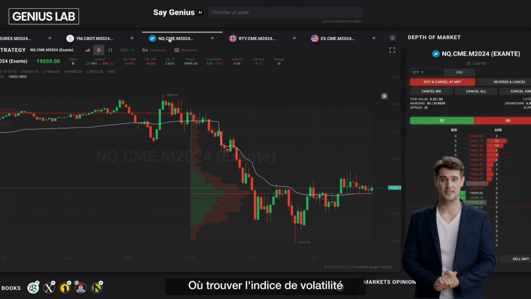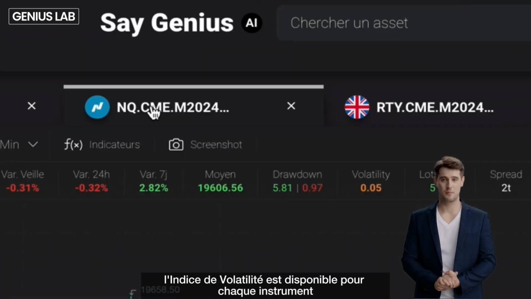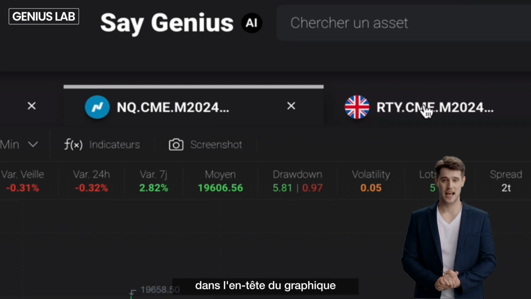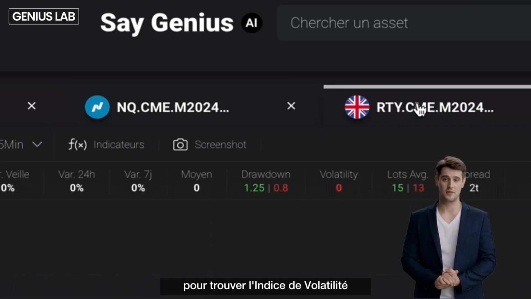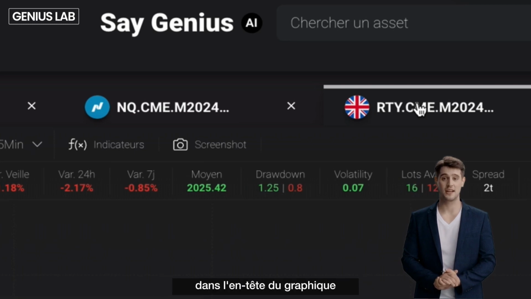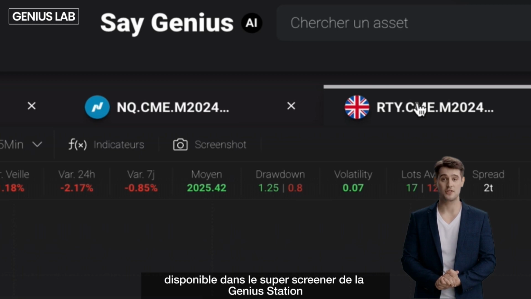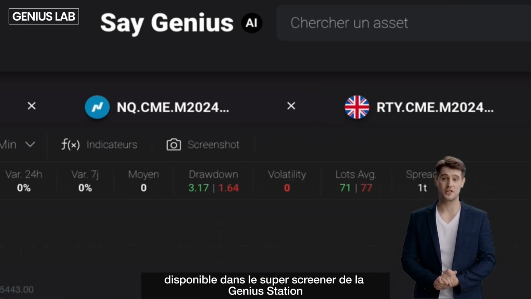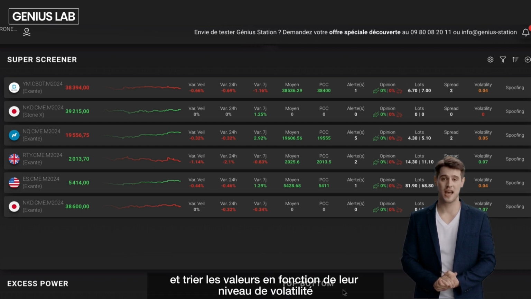Where to find the Volatility Index? The Volatility Index is available for each instrument in the chart header. Simply display a value on a chart to find the Volatility Index in the chart header. The Volatility Index is also available in the Super Screener of the Genius Station AI platform. It allows you to select and sort values by their volatility levels.